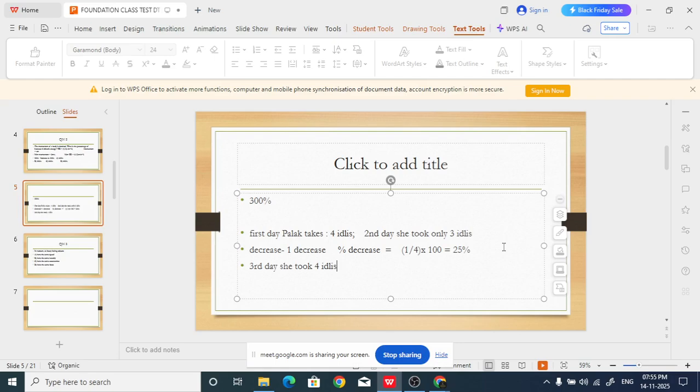Now, what is the increase on the third day? How much is the increase? One idli, because the second day it was three and the third day it was four. So the increase was one idli. What is the percentage increase? The increase is 1 divided by the original, which was 3. 1 by 3 into 100 is equal to 33%.